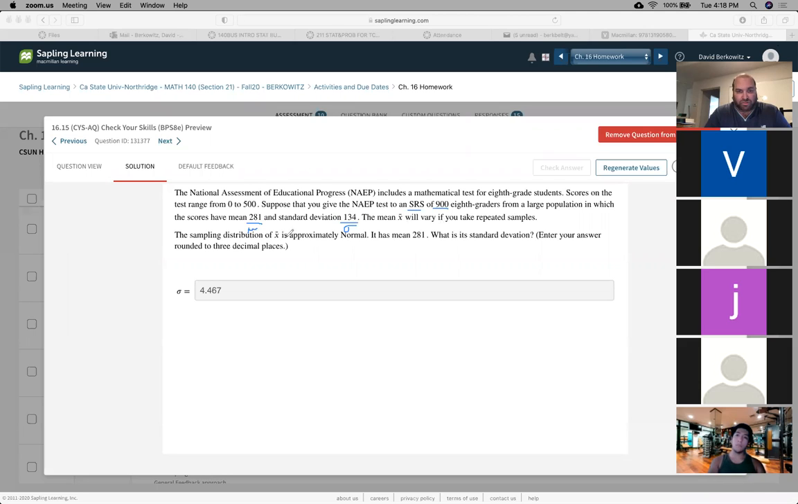The sampling distribution of x-bar is approximately normal. It has mean 281. Its mean has to match. The means match. What is the standard deviation? Well, it's a sampling distribution, so it's the original one divided by the square root of the sample size.